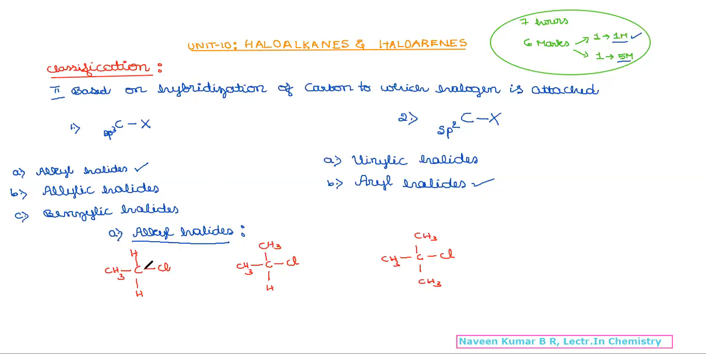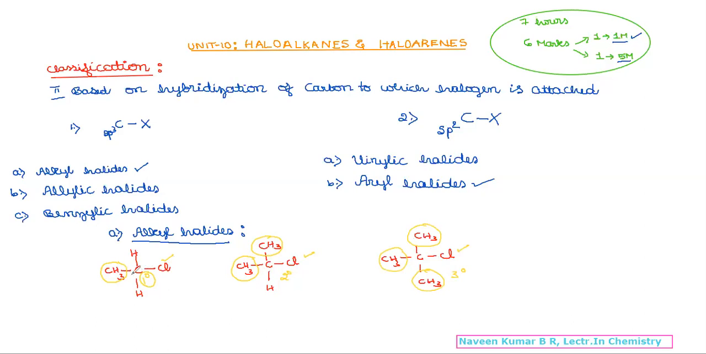If you observe here, this carbon is a primary carbon as it is a halogen attached carbon with one R group. Here the halogen attached carbon is surrounded by two R groups, so it is secondary. In this case, the halogen attached carbon is surrounded by three R groups, hence it is tertiary. So it is a primary alkyl halide, secondary alkyl halide, tertiary alkyl halide.